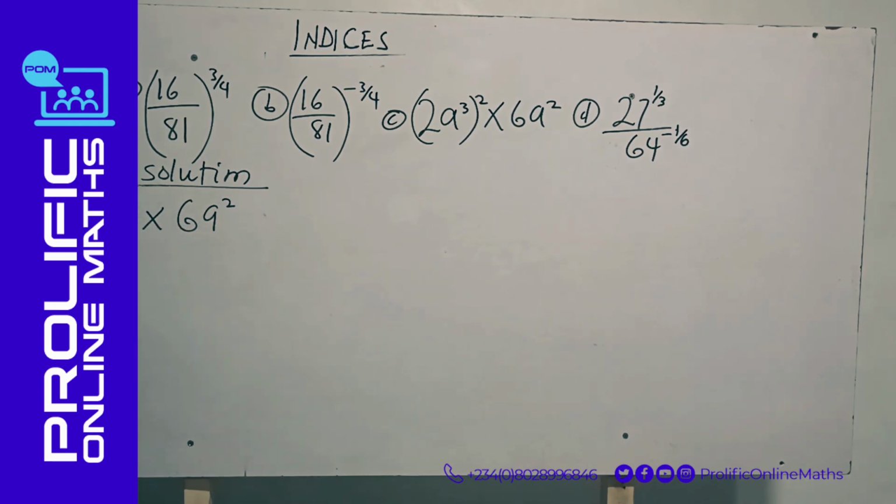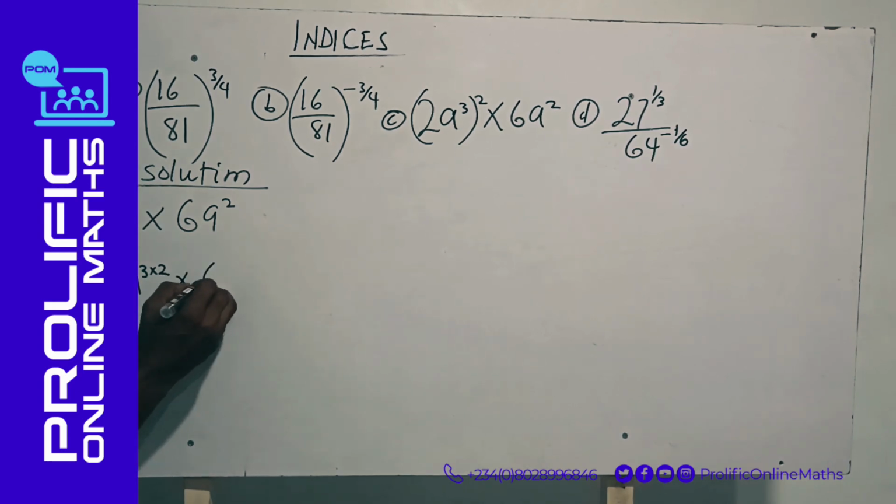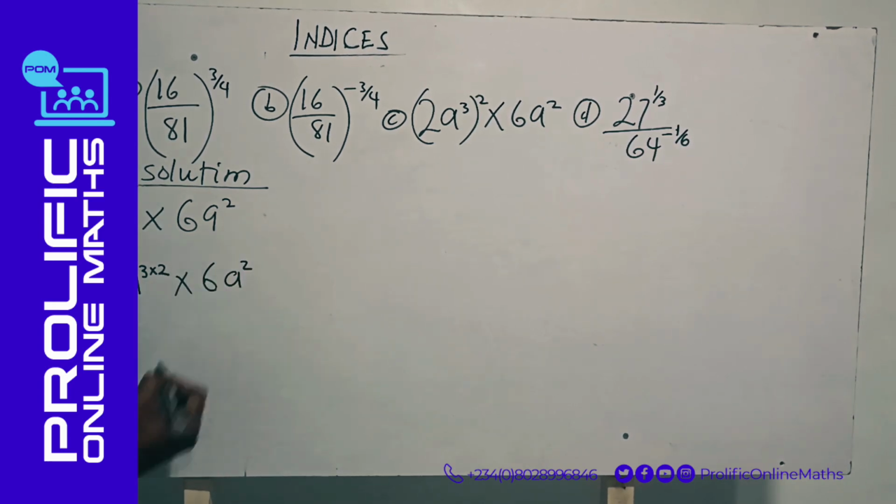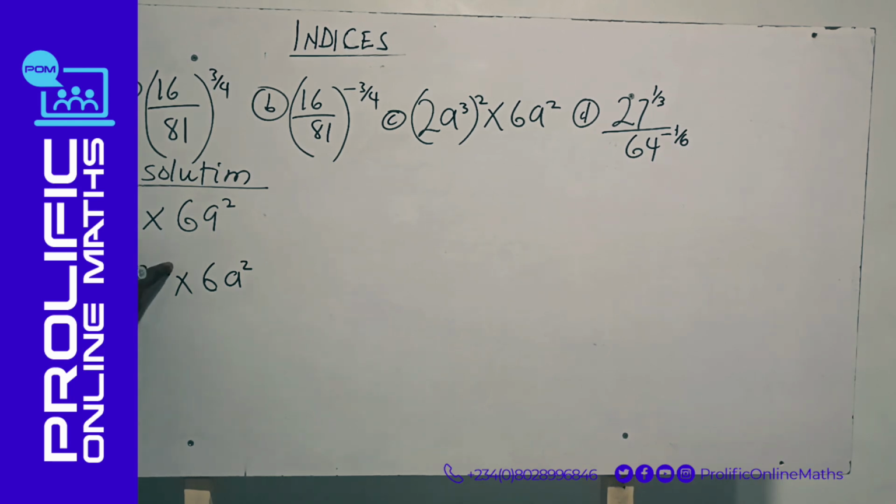So when we are expressing this, we are going to say 2 raised to power 2 multiplied by a raised to power 3 multiplied by 2, multiplied by 6a square. Look at that. The 2 will affect 2 and a raised to power 3 will be affected by this a square. So 2 square multiplied by a raised to power 3 multiplied by that same 2.